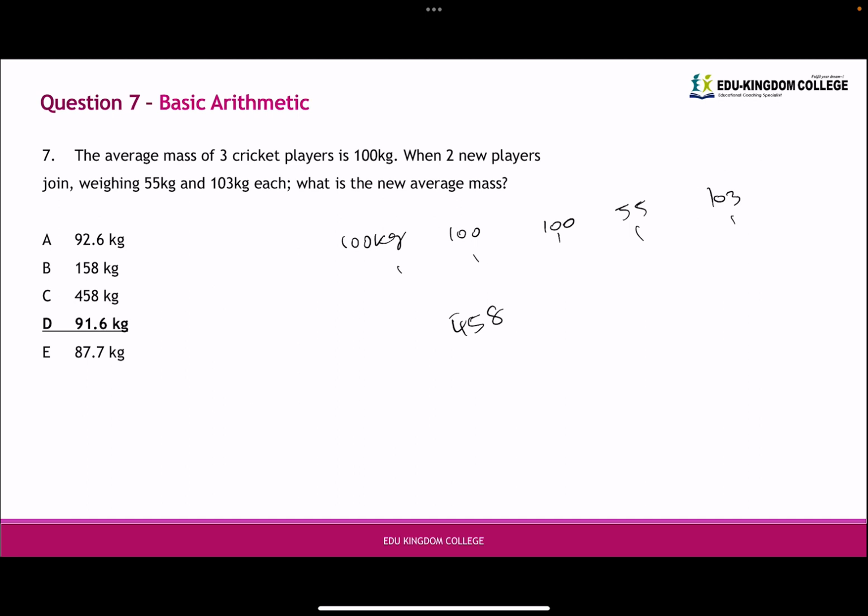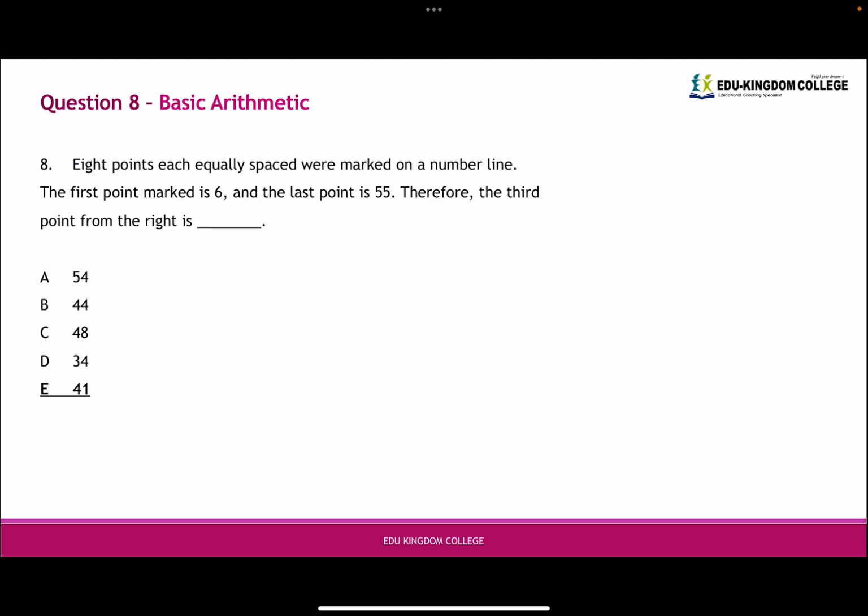So 458 over 5 is what? Let's do some long division. 45 goes in 9 times, 8 goes in once, carry over the 3, goes into the 30, 0.6 times. So it goes into 0.3, 6 times. So 91.6 should be your answer.